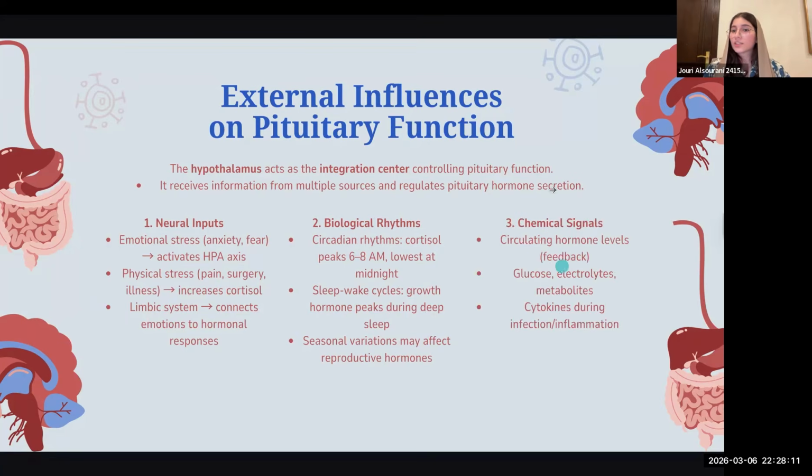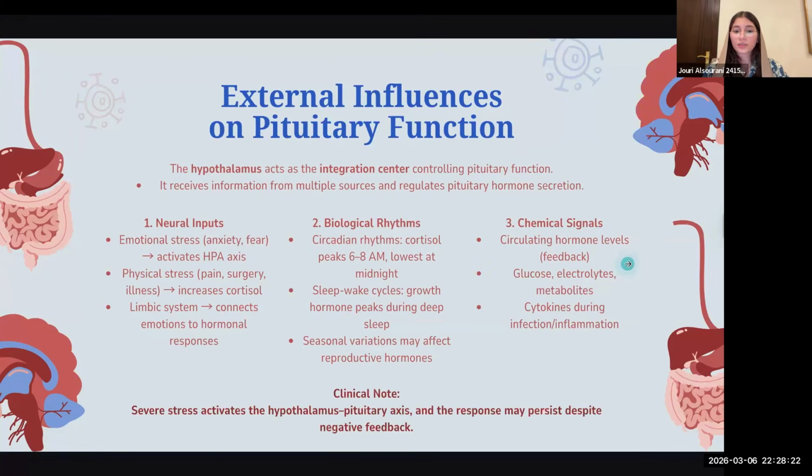And finally, we can have different chemical signals, such as circulating hormones having negative feedback on the hypothalamus, different electrolytes, metabolites, glucose, and cytokines. And just a clinical note, if we have very severe stress, then this hypothalamus-pituitary axis is going to keep being activated.